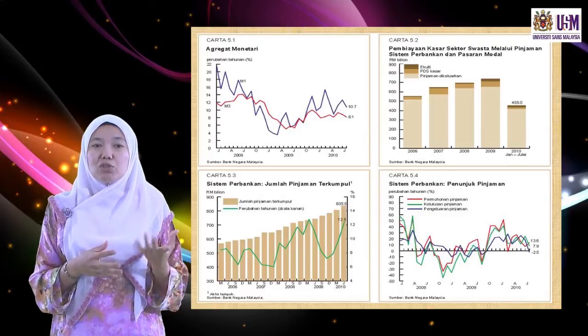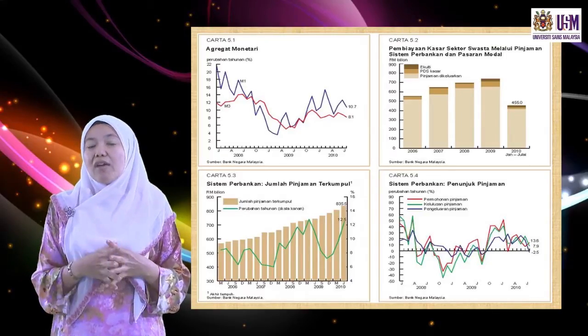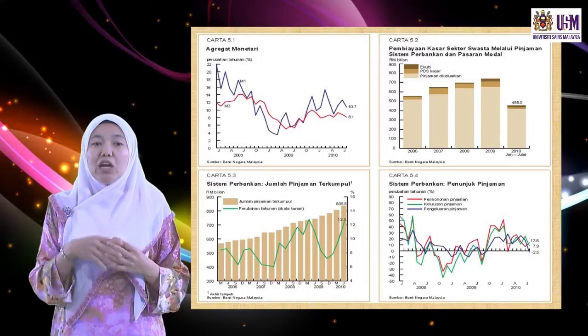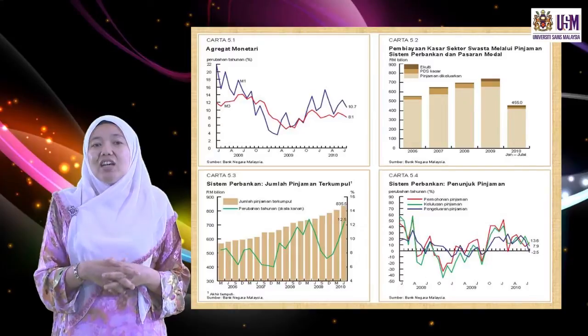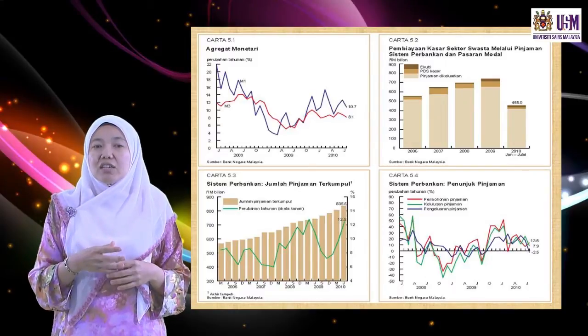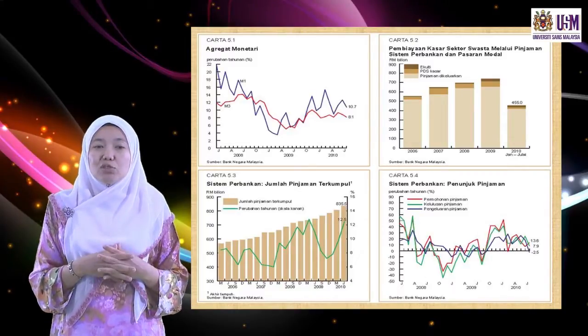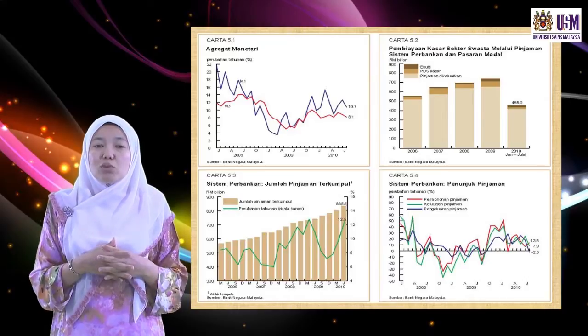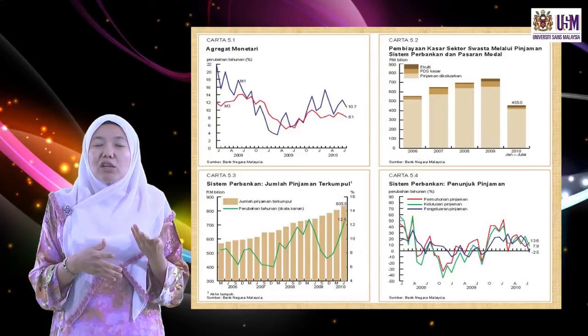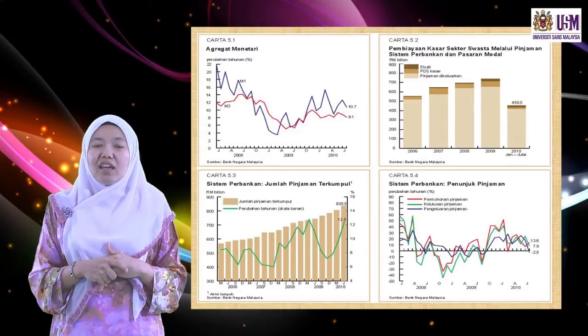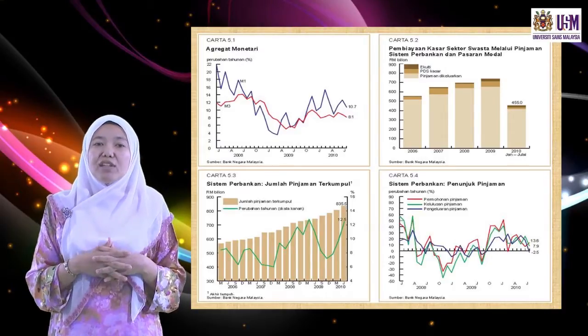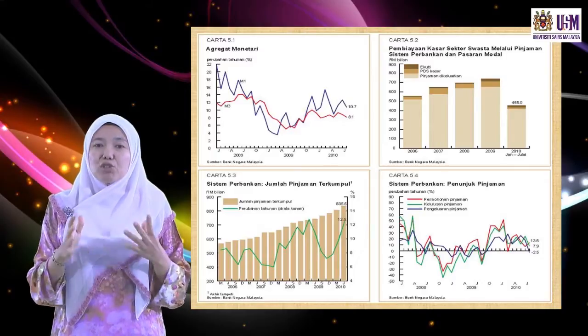Okay, which is M3. The growth rate of M3 is much slower compared to M1 at a certain stage of 2008. But the M3 growth rate overtook the M1 growth rate somewhere towards the end of 2008 and early 2009, and then later in 2010, the growth rate of M1 overtook the growth rate of M3 again.